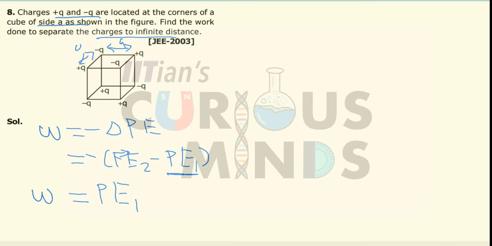Now the potential energy of the system: there are three important distances. The first distance is a, the second distance is root 2 a, and the third distance is root 3 a. If I consider this as the first charge, it is separated by a from this charge, by a from this charge, and by a from the charge at the bottom. So there are 3 at a. It is separated by a distance root 2 a from this charge, this charge, and this charge. So basically there are 3 at root 2 a.